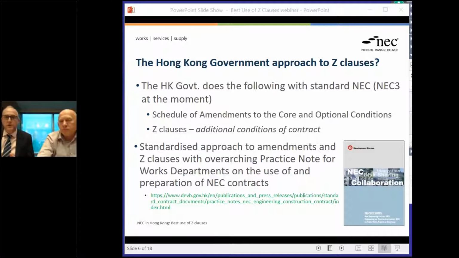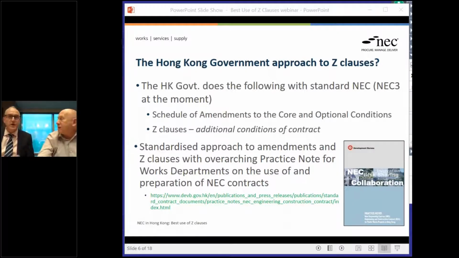First of all, it gives a lot of very good advice around NEC and how it works generally. And then secondly, it really explains the rationale behind the government's approach to amendments and Z clauses, and also tendering and management of the contract. So it's essential reading, I think, for anyone working or going to be working on NEC in Hong Kong. So that's just by way of overview and introduction.